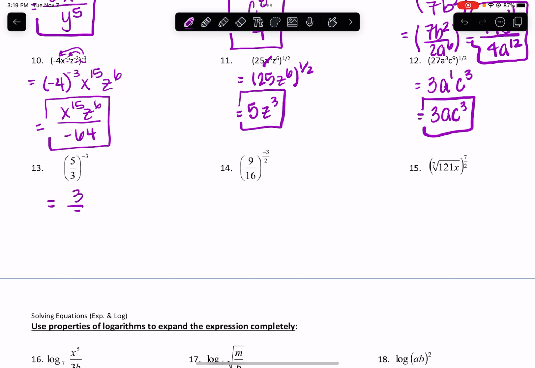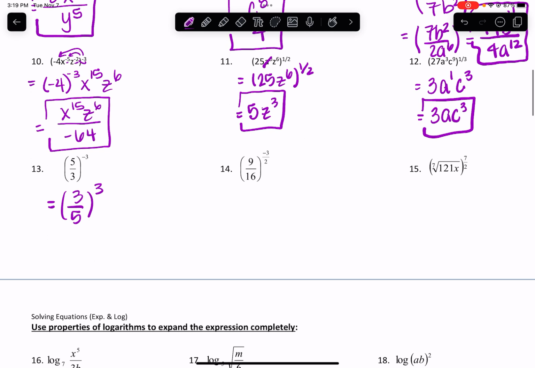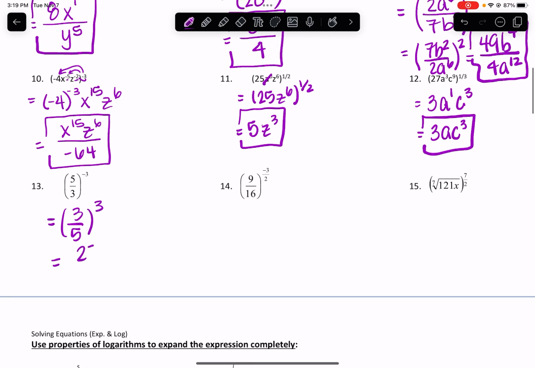Flip the fraction first on this one. So 3 over 5 raised to the third. That is 27 over 125.